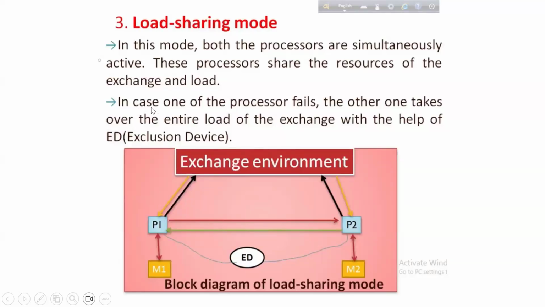Okay, now in case one of the processors fails, the other one takes over the entire load of the exchange with the help of an exclusion device. So there is an exclusion device ED. Now when one processor fails, the other will take over the entire load. Okay.